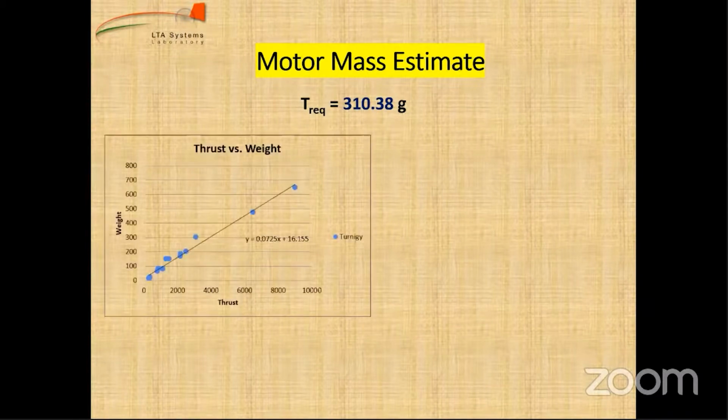This is a graph of weight versus thrust for different motors from a company called Turnigy. Different motors were plotted, and a line was fitted, and this is what we obtained. This is simple enough, but there's something curious to notice here. Are you able to spot that? I hope my mouse is visible. See the order of magnitude of our thrust and the order of magnitude of the thrust on the x-axis. Do you see a difference?